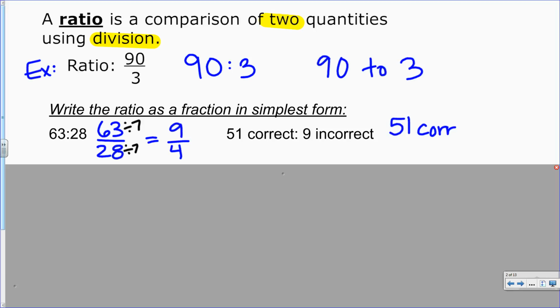51 correct over 9 incorrect. Now, on this one, there is a number that goes into both of these. They're both divisible by 3. So then, if we take 51 and divide it by 3, I believe that is 17. So I would say 17 correct. We'll abbreviate that. And 9 divided by 3 is 3, so I have 3 incorrect. So that is how you write ratios, and you leave them in improper fractions.